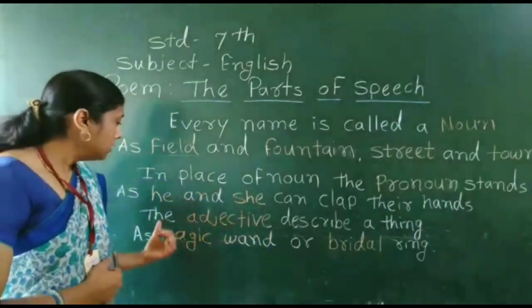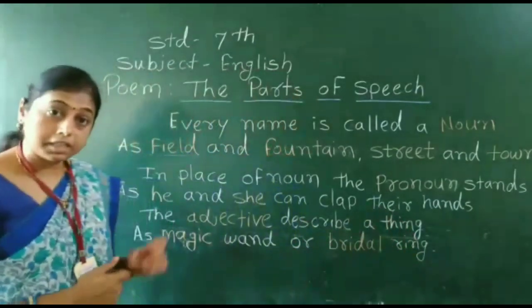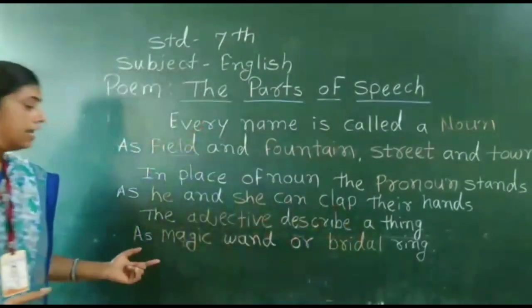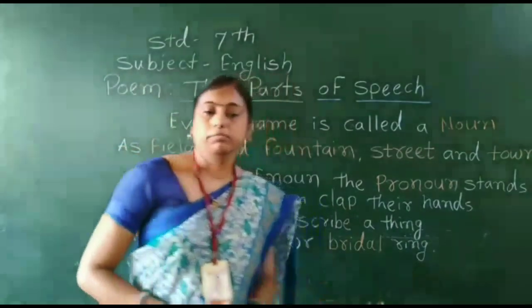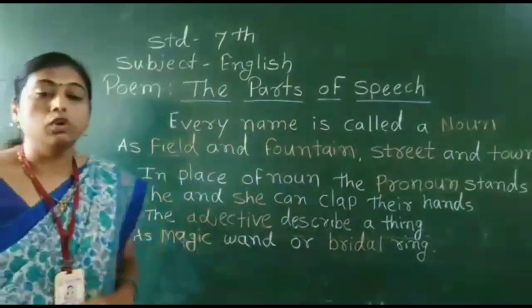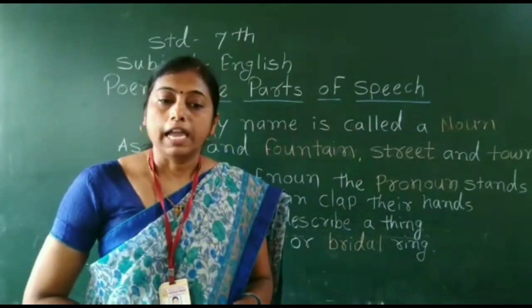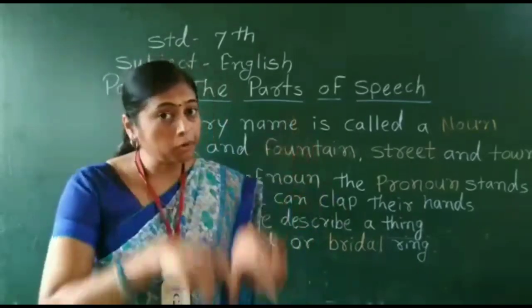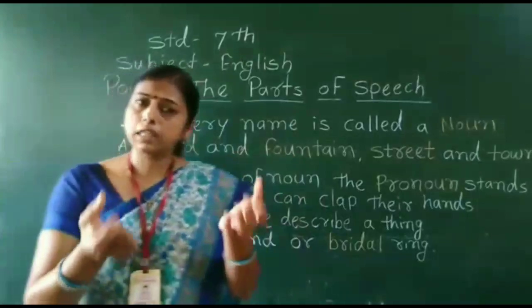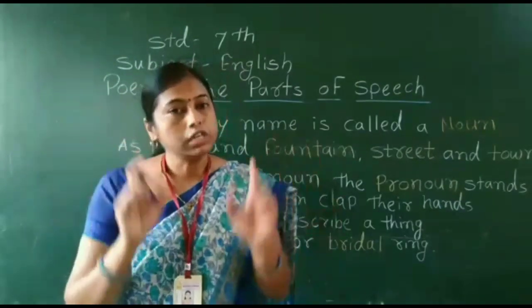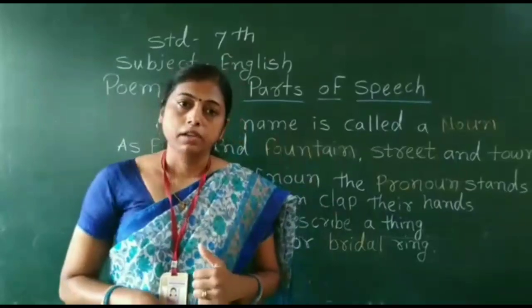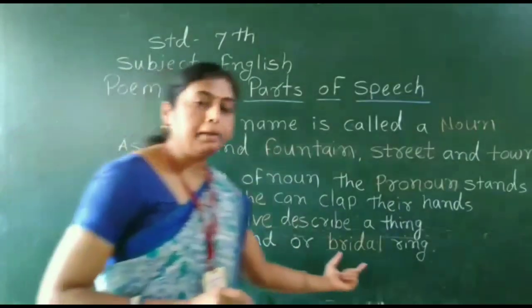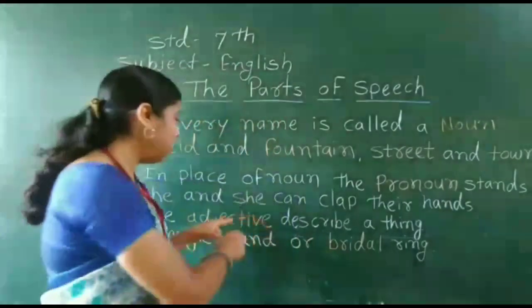These are the examples of pronoun. Okay? The adjective describe a thing. Here is the definition of adjective. The adjective describe a thing as magic wand or bridal ring. What do you mean by adjective? Adjective means a word that tells us something more about the noun and pronoun. Means that word tells us more information about noun or pronoun. We call that adjective. Here are given two examples, magic and bridal.